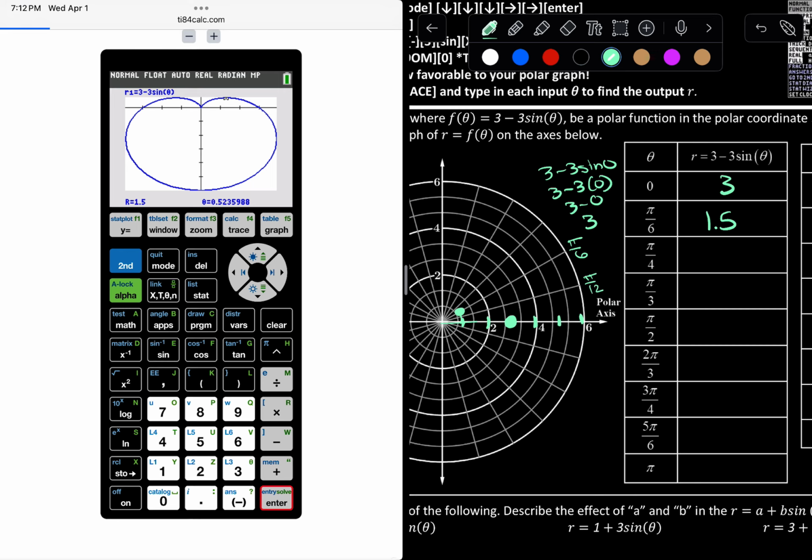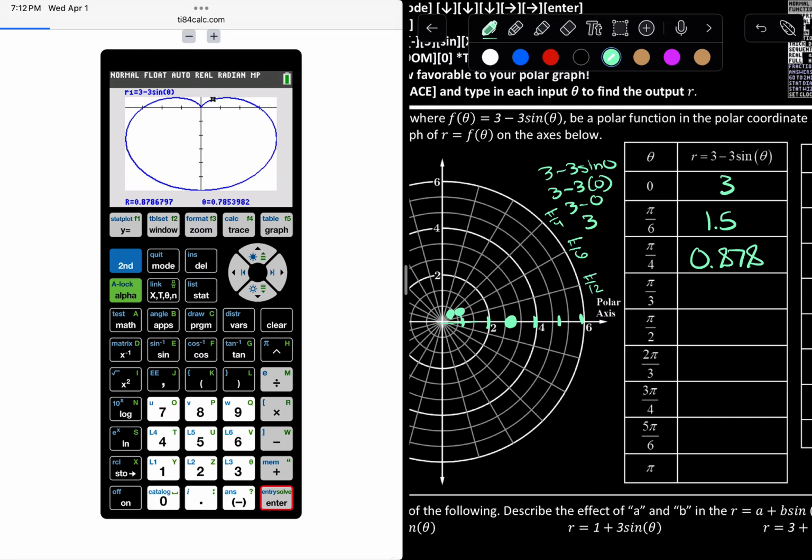Pi over 4, trace second pi over 4. I end up with a radius of 0.878. So it's a little bit closer to the pole. So pi over 4 will be the next spoke. So it'll be somewhere in here. So it's going to be pretty tight for now.